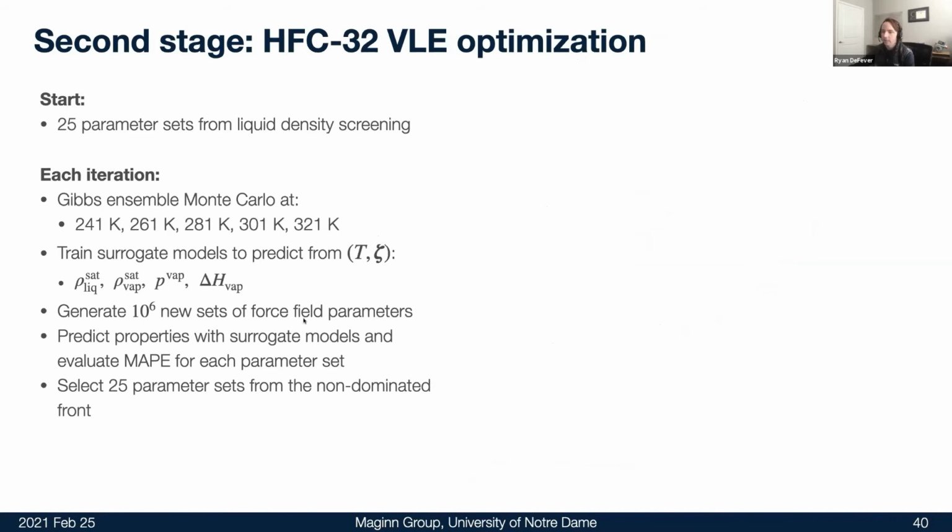And once again, we generate a bunch of new parameter sets, predict the properties with the surrogate models, and this time we select the 25 parameter sets from the non-dominated front. So if you remember, I was showing you that front earlier when you have multi-objective optimization. So that's how we're going to pick the sets for the next iteration.